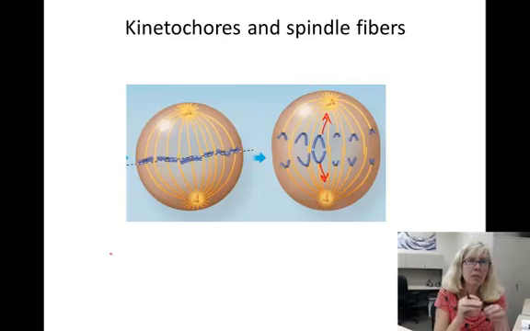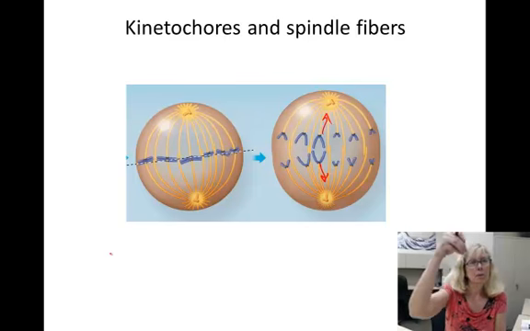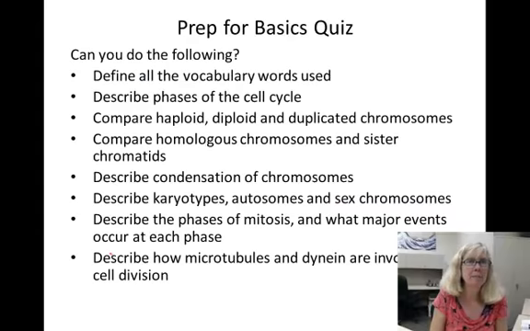During anaphase, the proteins holding the sister chromatids together are broken down and the centromere breaks, and the dynein is able to pull the sister chromatids to opposite ends of the cell.